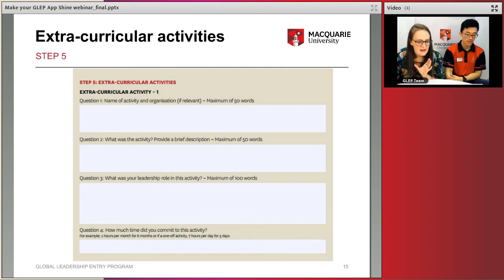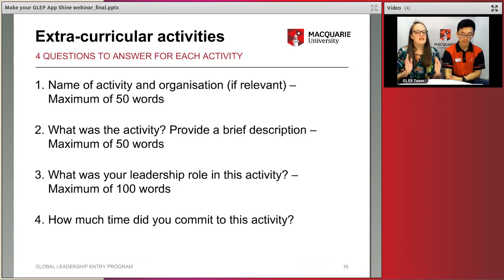Okay, and then of course, how much time did you commit to the activity? Was it 1 hour last Sunday, or was it 1 hour every Sunday for 8 weeks? Okay, show the longevity of your commitment. That's really important.